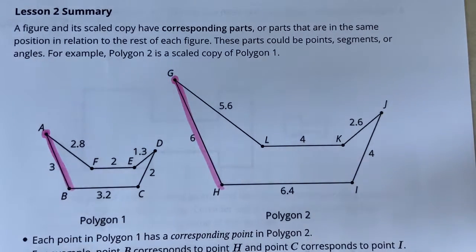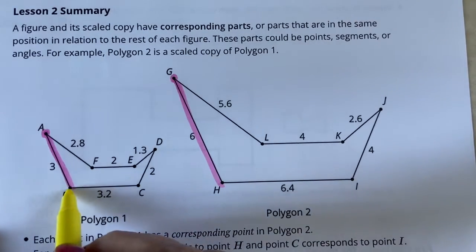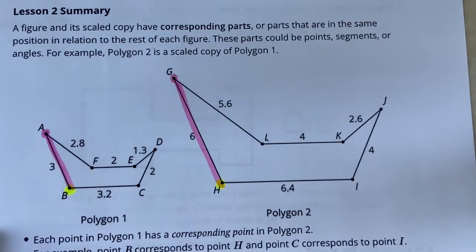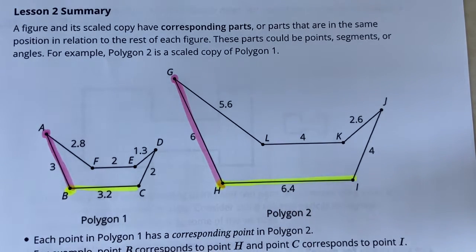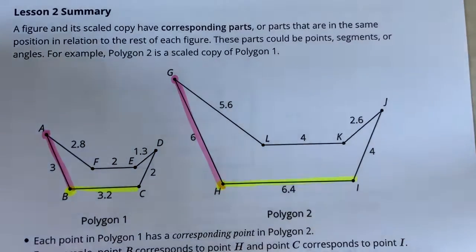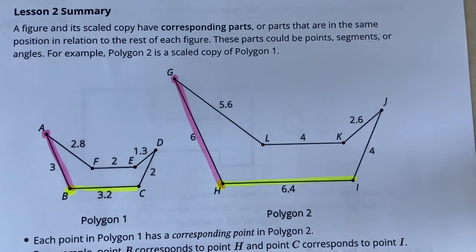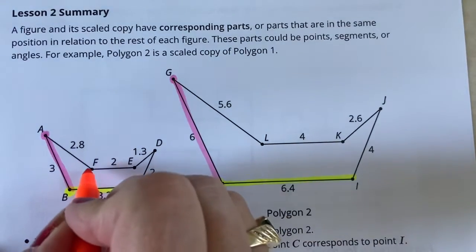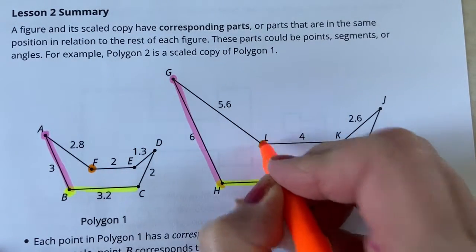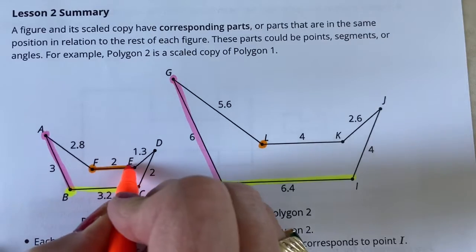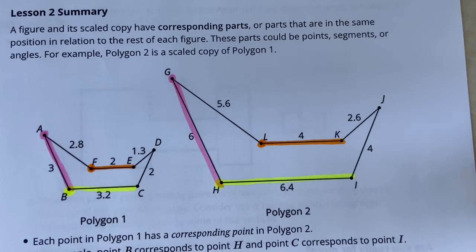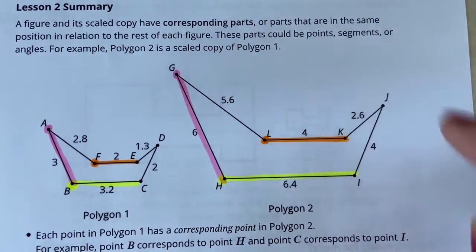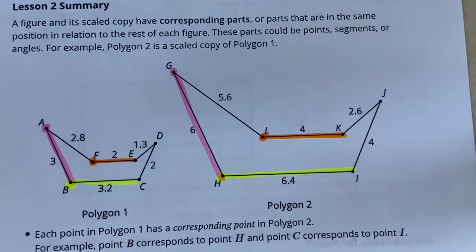And I'll do a couple of them, I can do all the sides. So if I look at point B, it's in the same position as point H. This side is in the same position as this side, okay? Let's do a couple more before I run out of colors. All right, I'm just going to go here. This point F is in the same position as point L. So this side has to correspond with this side. Okay, so if I went through all of them, this side's going to correspond to this side, and this side's going to correspond to this side. Okay, so I find my corresponding sides.